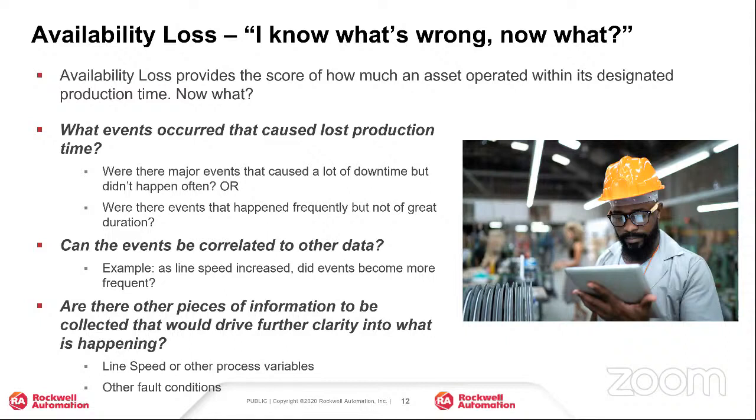Now, when you get an insight into the availability loss, you can also get insight into what are the major events that cause that downtime. Are those events happening frequently? Can those events be correlated to other pieces of data? Are there other pieces of information that need to be collected to give that insight on the availability loss?